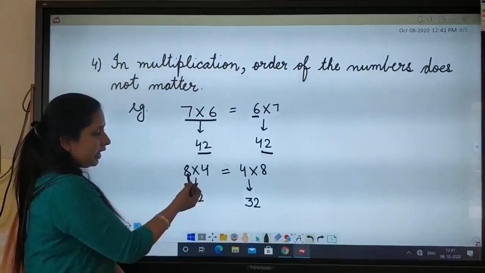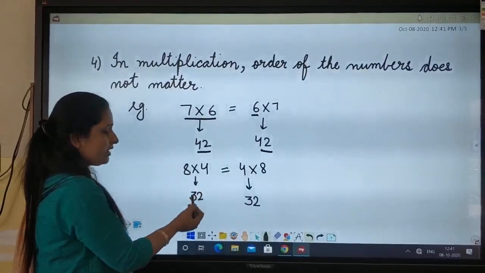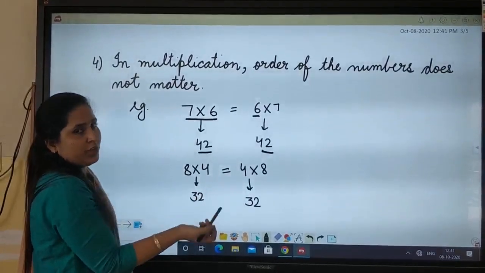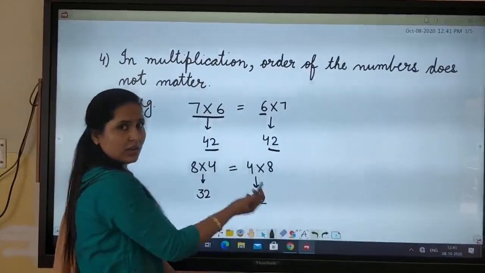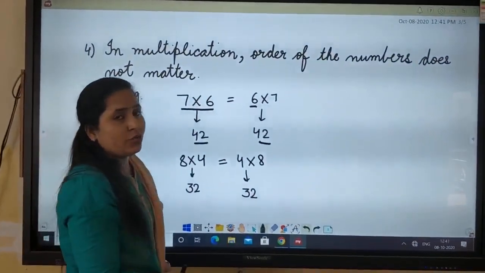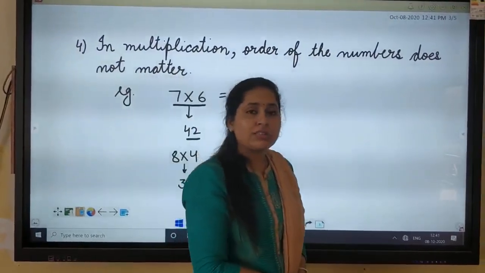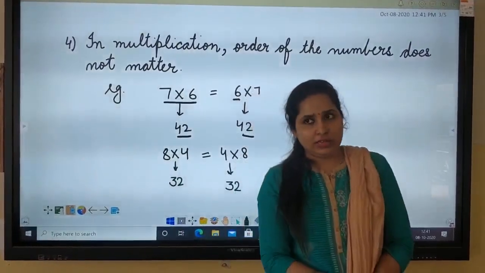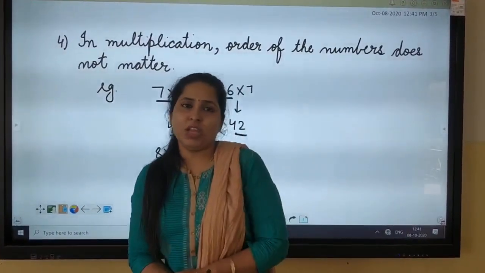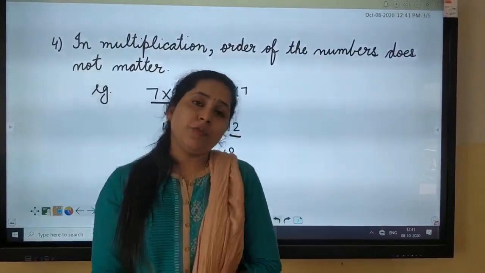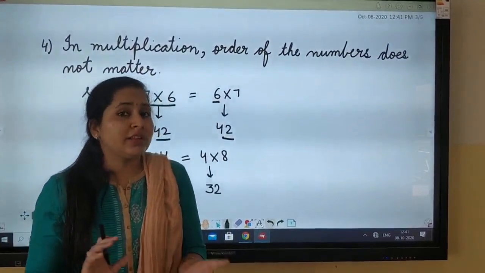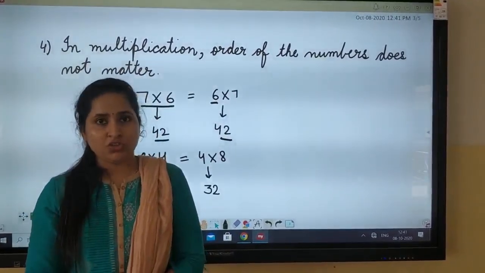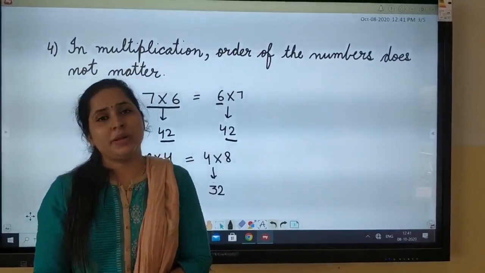Like it is given, 8 fours are 32. Or we can find the answer using the table of 4, meaning 4 eights are 32. I have given you an example also of counting the stars. There also we had seen that 3 times 4 means 3 fours are 12, or 4 times 3 means 4 threes are 12. So it doesn't matter. The answer will not change. Only the way of writing the numbers is different.